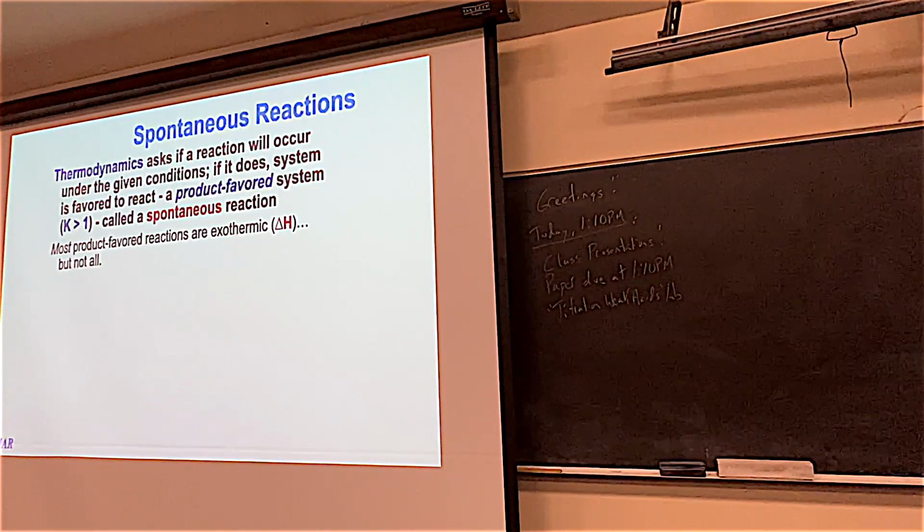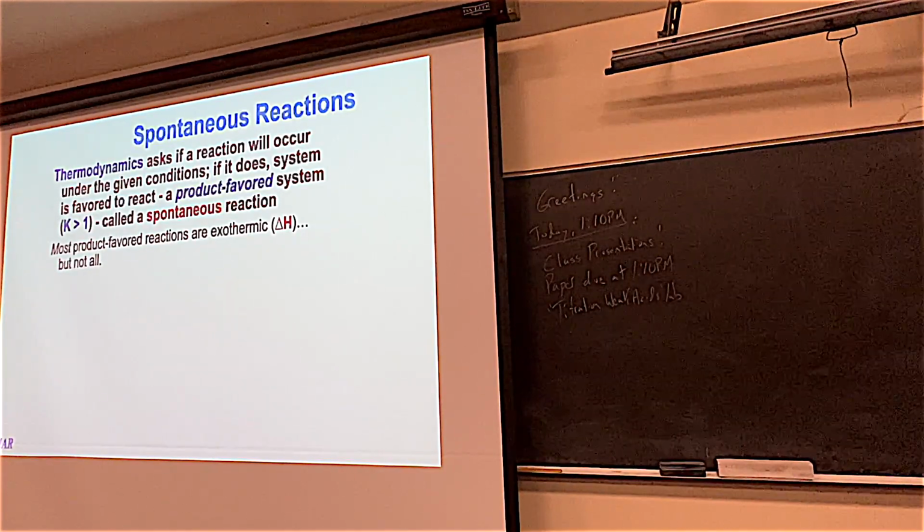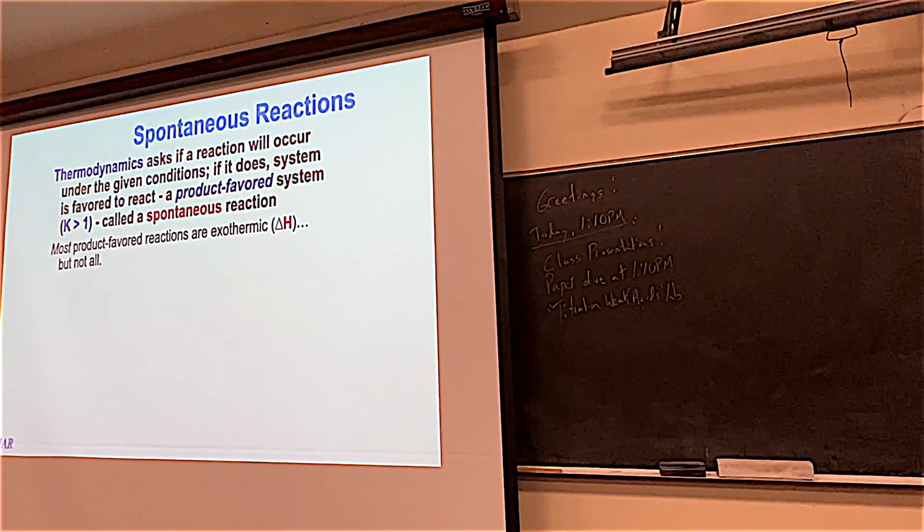It's product favored. Now, product favored in equilibrium this chapter means that your K value will be greater than 1. So a spontaneous reaction means that you're going to have a K value, an equilibrium constant, greater than 1. Could be a Ka, a Kf, Ksp, any of these kinds of things. Now, most product-favored reactions are exothermic, which means that heat is released in the system. Not all, as it says there, but generally speaking, that's the case.